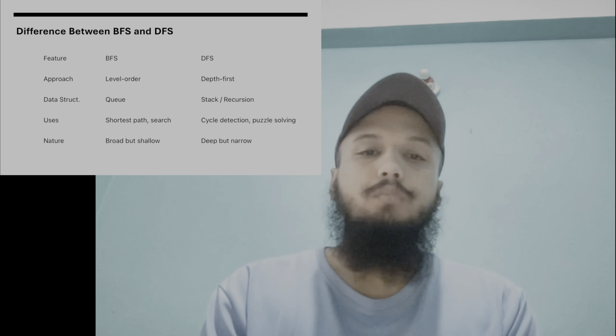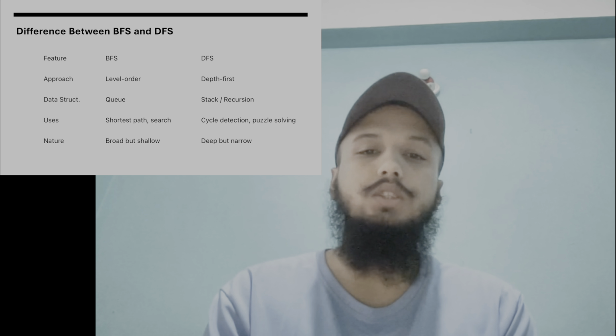BFS is better for problems like shortest path or spreading process, whereas DFS is suited for problems like topological sorting or cycle detection. Choosing between them depends on the context of the problem.